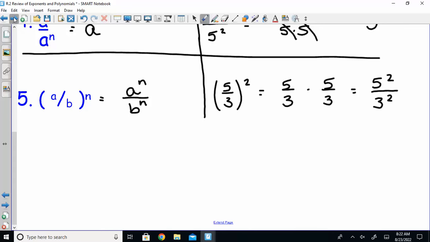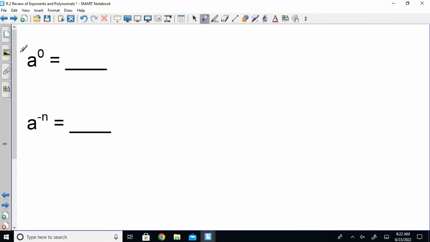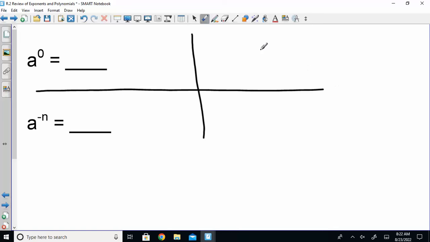Couple more, these are more notation things than actual rules. If I have something to the 0 power, so if I said like 5 to the 0, that means I don't have any 5s. So what do we say that's equal to? 1. Any number to the 0 power is 1, always. And the last one, this is just a notation. What does a negative exponent mean? Changes floor. So if it's a negative, it would drop it down to the bottom. If it was on the bottom, it would go up to the top.